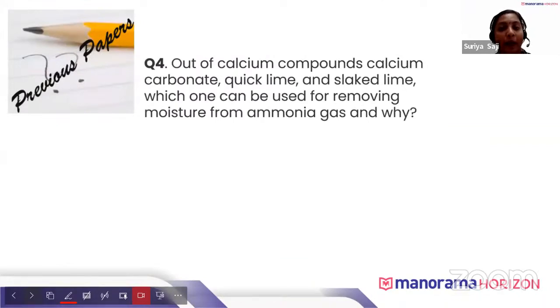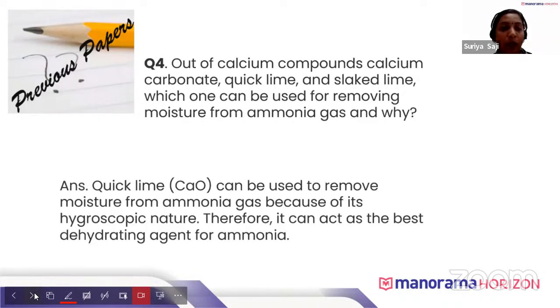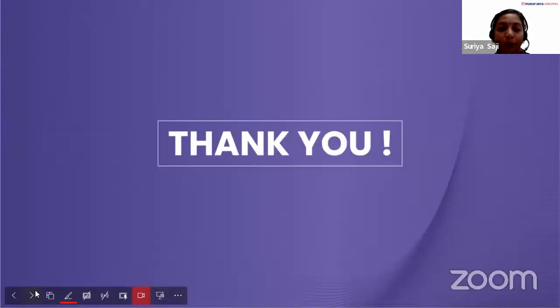Then calcium carbonate, quicklime and slaked lime. Which one will be used for removing moisture from ammonia gas? It will be quicklime, calcium oxide. So it is a dehydrating agent. The remaining two compounds, calcium carbonate and slaked lime, will react with the ammonia, forming different types of compounds. So this quicklime will absorb water. It will not react with the ammonia.